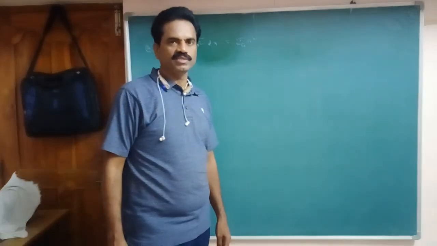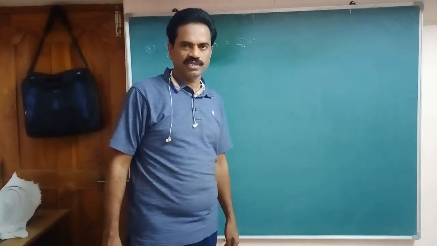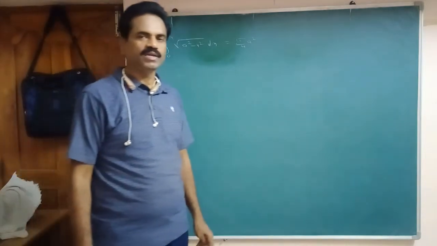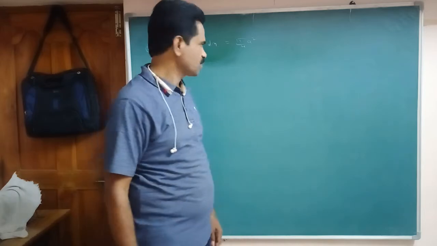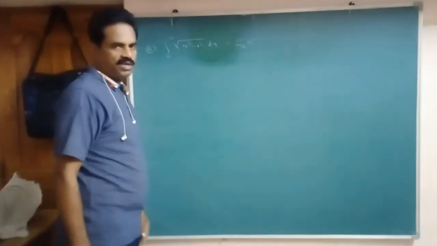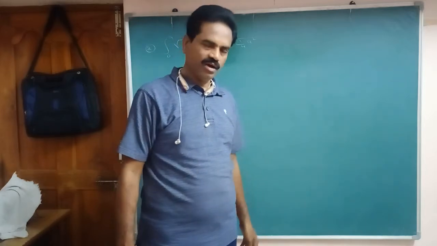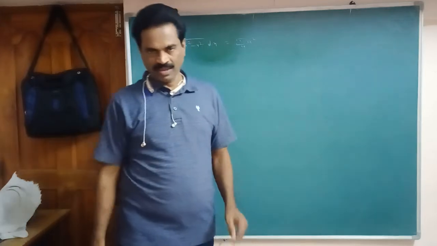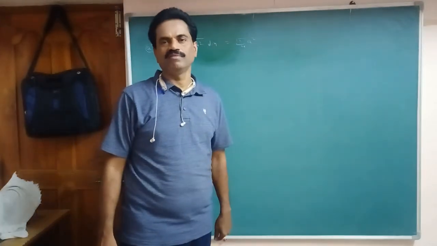In indefinite integrations, the UV formula: u, v are functions of x, integral of u v dx equals u integral v dx minus integral of du by dx times integral v dx, into dx. Here only one function is given, so you take the other function as 1. Or we know the formula: integral of root of a square minus x square is x by 2 under root a square minus x square plus a square by 2 sin inverse x by a.